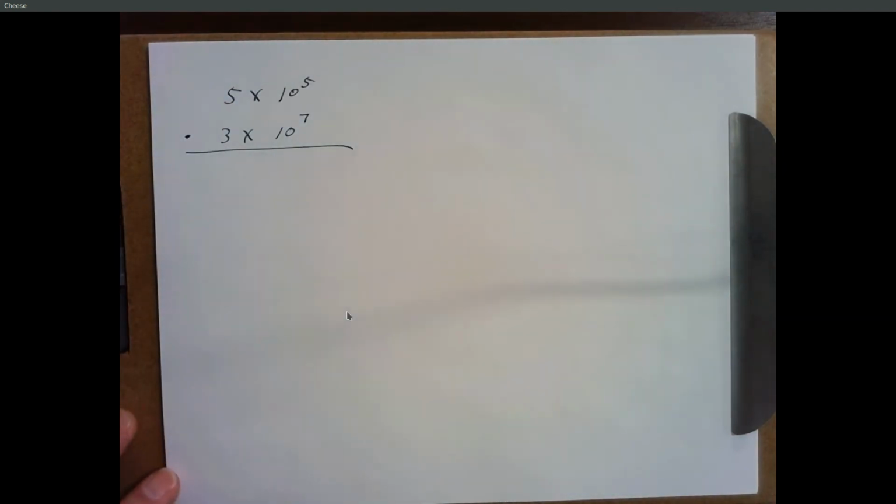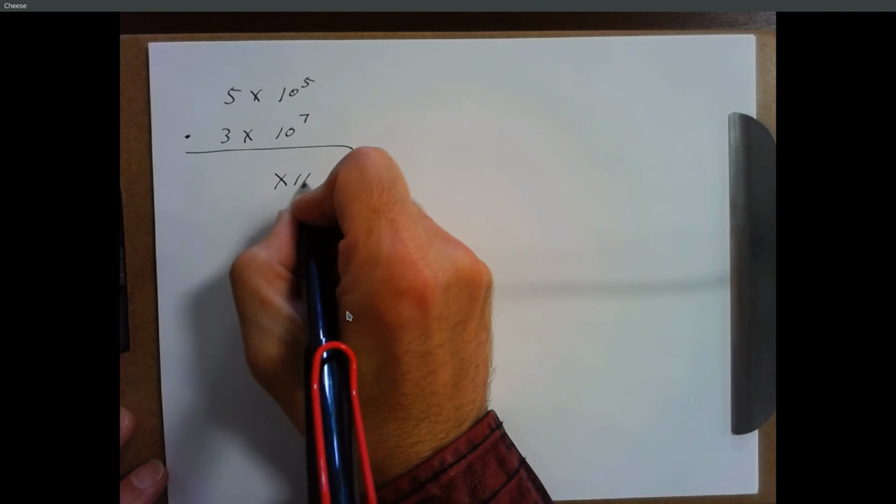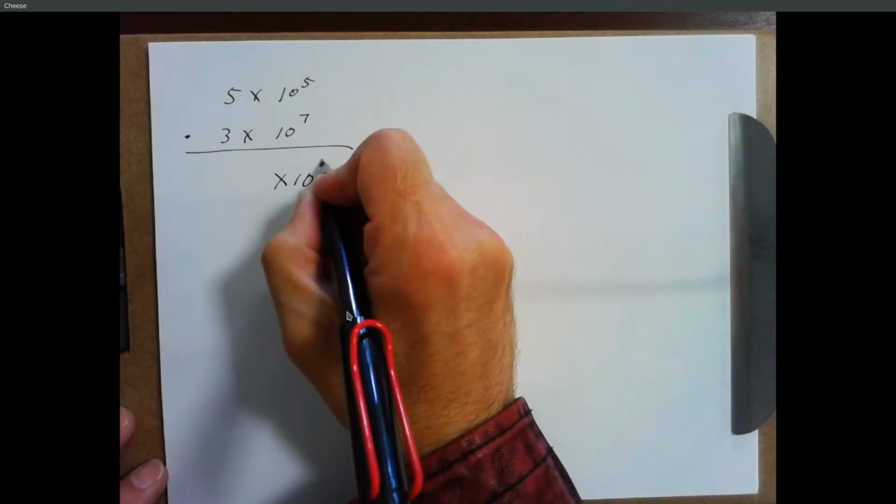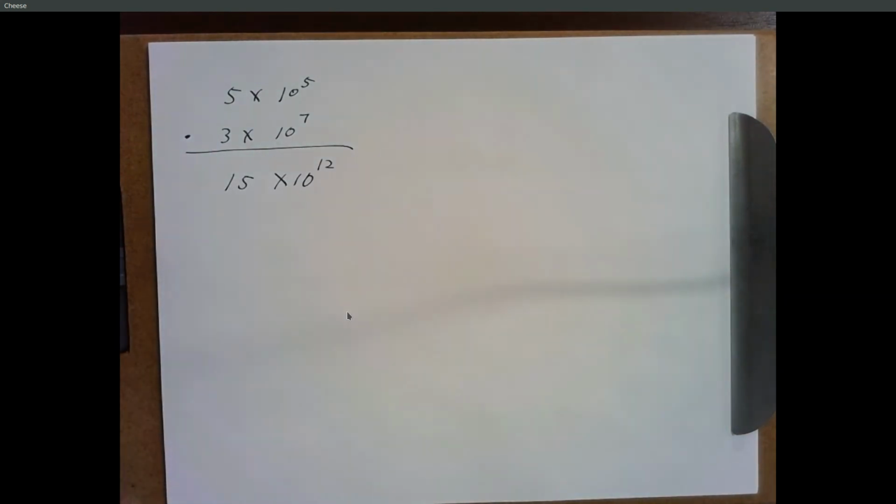Well, as you said, add the exponents. We're going to get something times 10 to the 12th. And we can multiply the fractions. We're going to get 15 times 10 to the 12th. That's pretty easy, right?